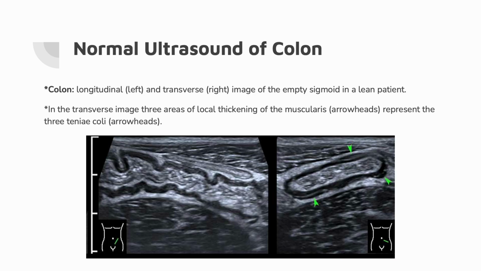Normal ultrasound of the colon, this is a longitudinal view on the left-hand side and transverse view on the right-hand side. This is an empty sigmoid colon in a lean patient, so very easy to see. And then you can see those muscularis bands that we previously talked about in the taenia coli, as you can see with the hyperechoic line and the 3 arrowheads.